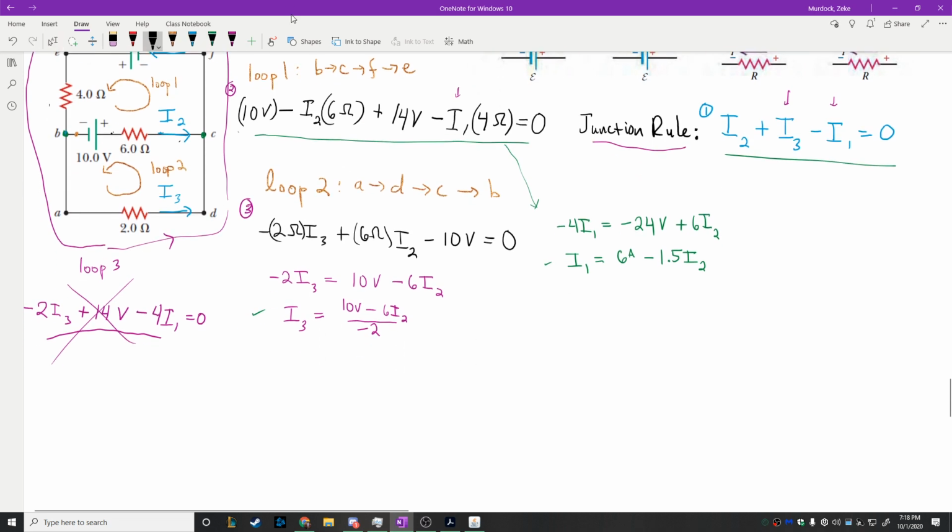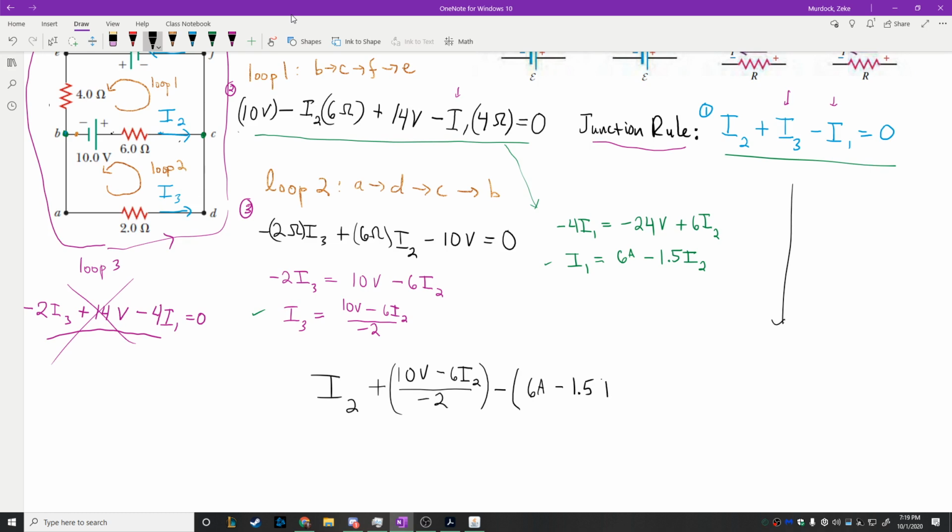So this says I2 plus I3 is equal to I1, right? So let's write I2, we're going to leave as I2. I3 we're going to plug in this, so plus 10 volts minus 6 I2. So that's, we plugged in I3, and then we'll plug in negative I1. So this will be negative 6 amps minus 1.5 I2. And all of that should be equal to 0.